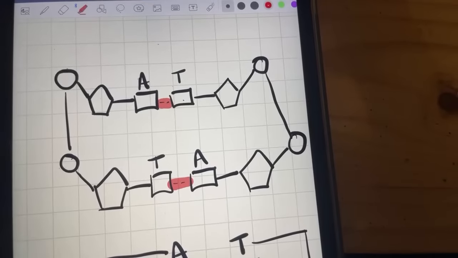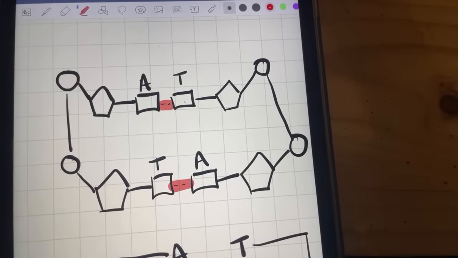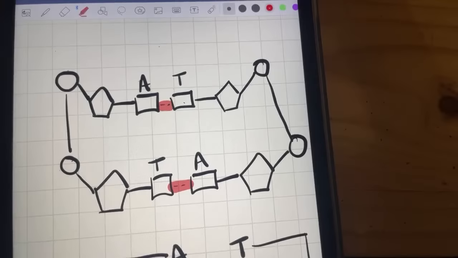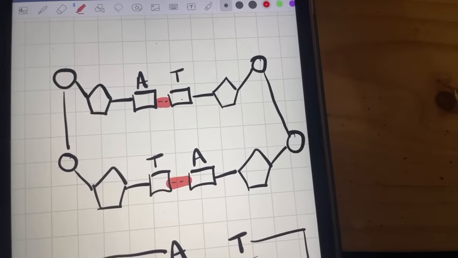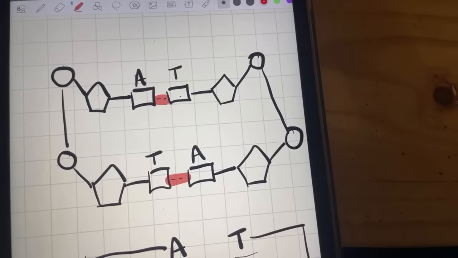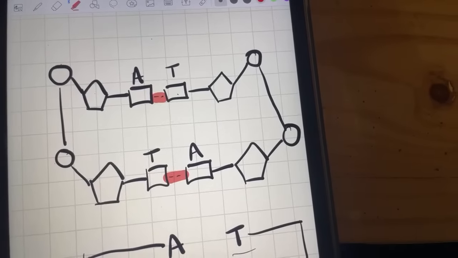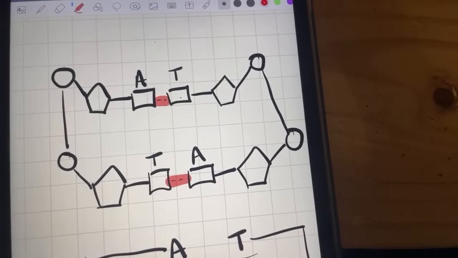Okay, let's go back to our question. How would you lose the other side? Aging, mutagens like sunlight, chemicals, and just by accident sometimes a little piece can fall off.